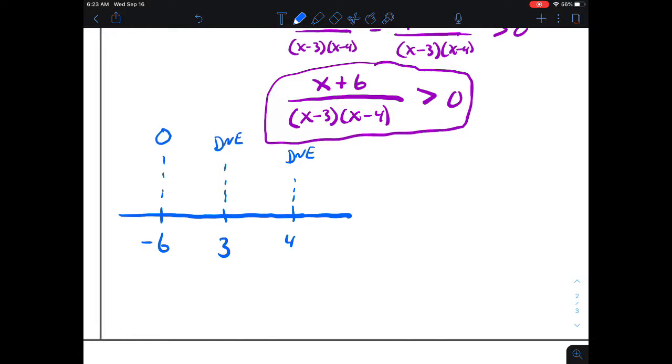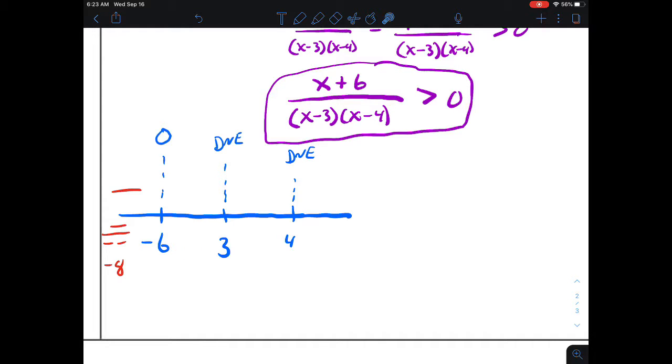Now we test around those numbers. So pick out a number to the left of negative 6. I'm going to go with negative 8. I put negative 8 in for my x's. Negative in the top, negative in the bottom, negative in the bottom. 3 negatives makes a negative.